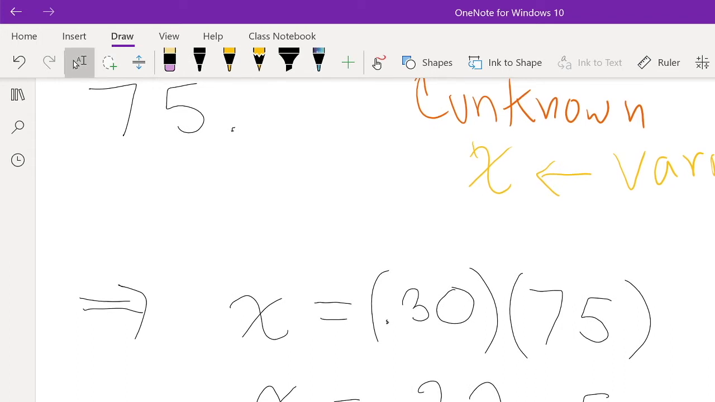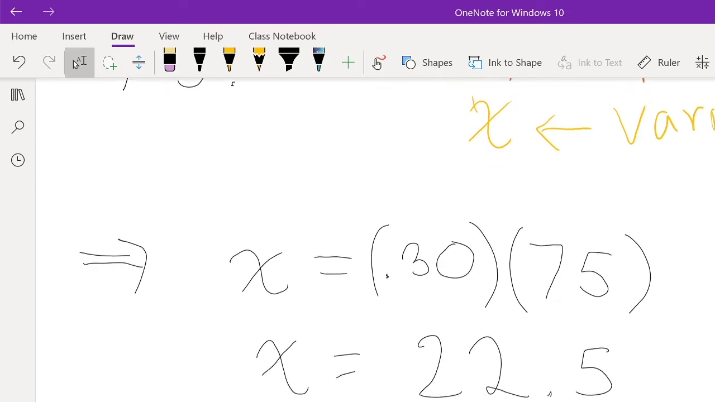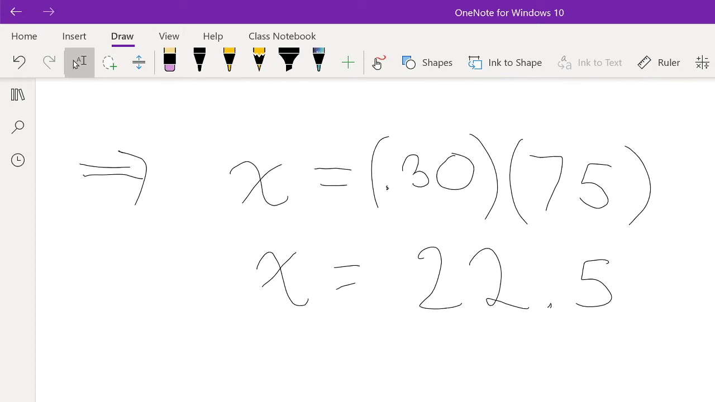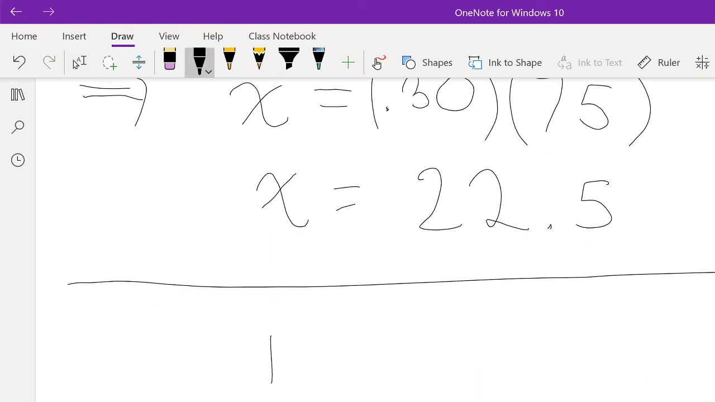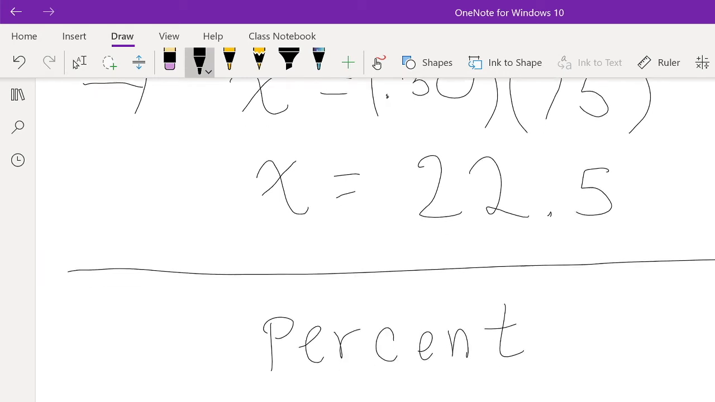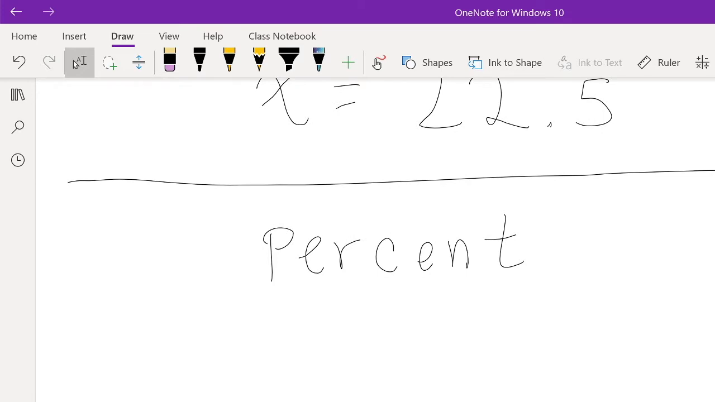So what we notice here is we went from a percent to a decimal. Here we want to establish the rules. If I start off with a percent, I want to make sure, can I go from a percent to a decimal?